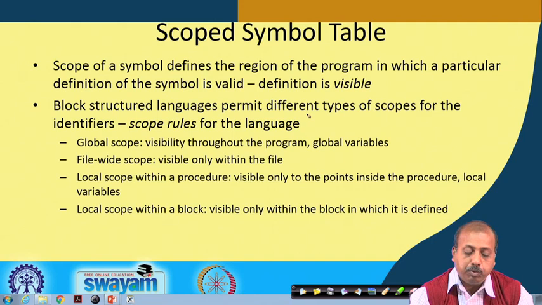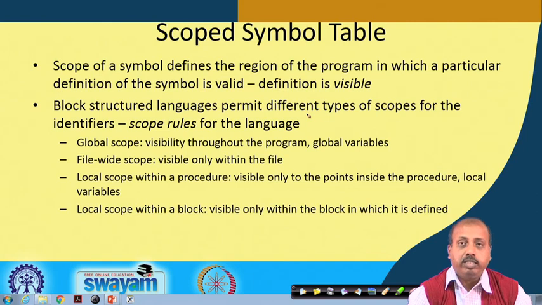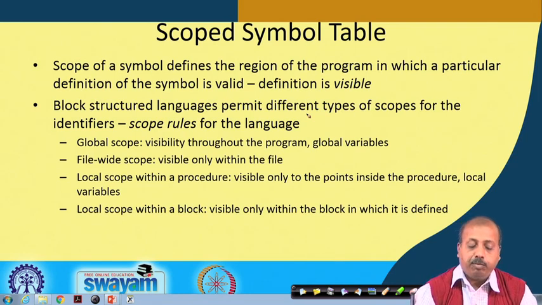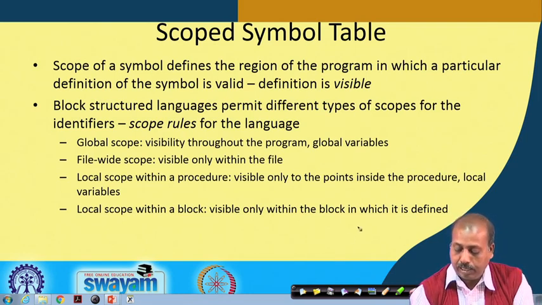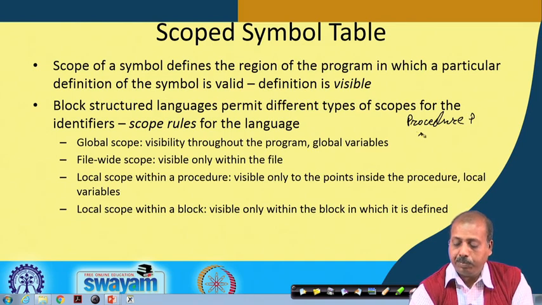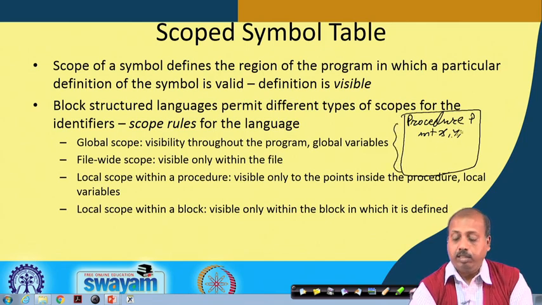Then there is local scope within a procedure. In that case it is visible only to the points inside the procedure, that is the local variables. And local scope within a block is visible only within the block in which it is defined. I can have local scope within a procedure, like a situation like this. I can have a procedure P, and there I can have some variables defined, say integer x, y. Then these x, y are visible to the entire body of the procedure.